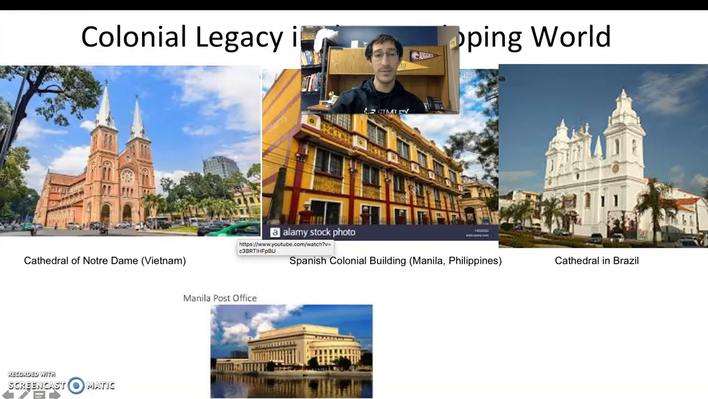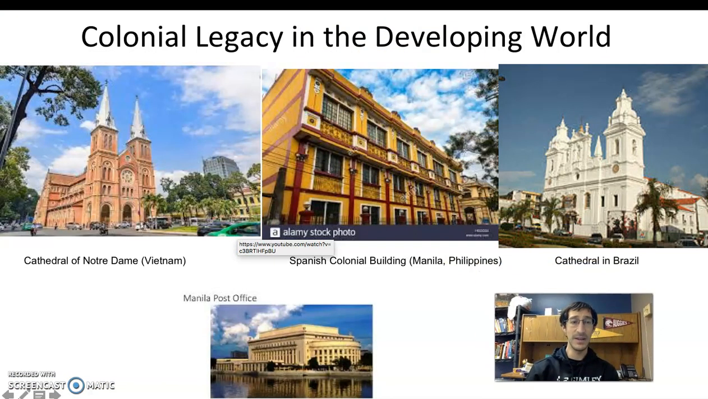Now, also to keep in mind is the fact that many of the places in the developing world do have colonial legacies, or legacies of colonialism and imperialism put in by either the Europeans or in some cases within the United States. So we see 2 cathedrals here, one in Vietnam and then one in Brazil, Brazil being a former Portuguese colony, Vietnam being a former French colony, both of them being Catholic countries, hence you see Catholic churches.